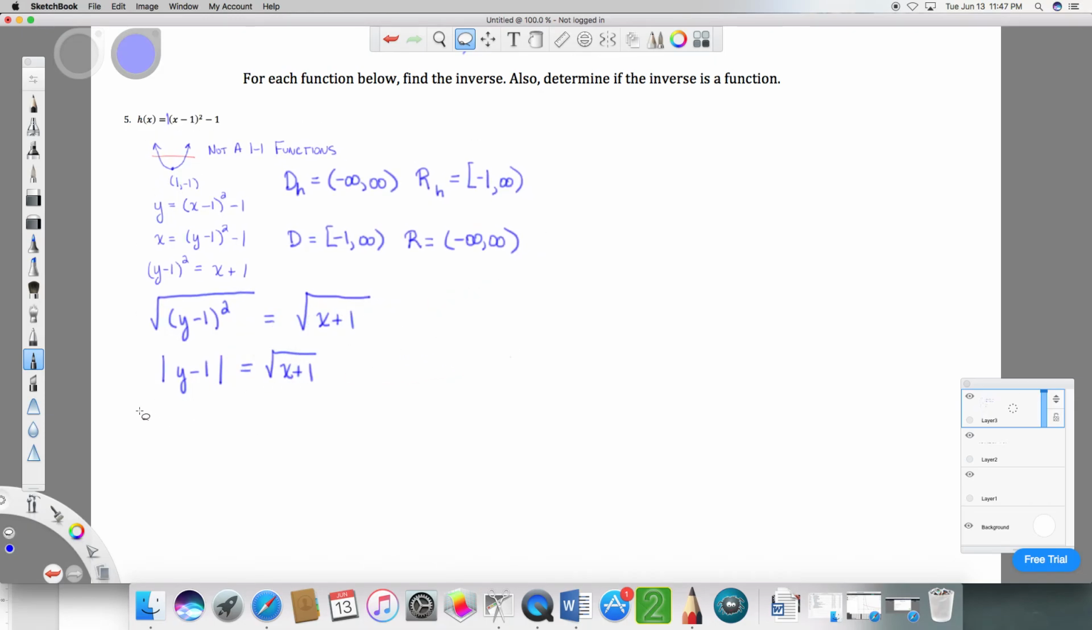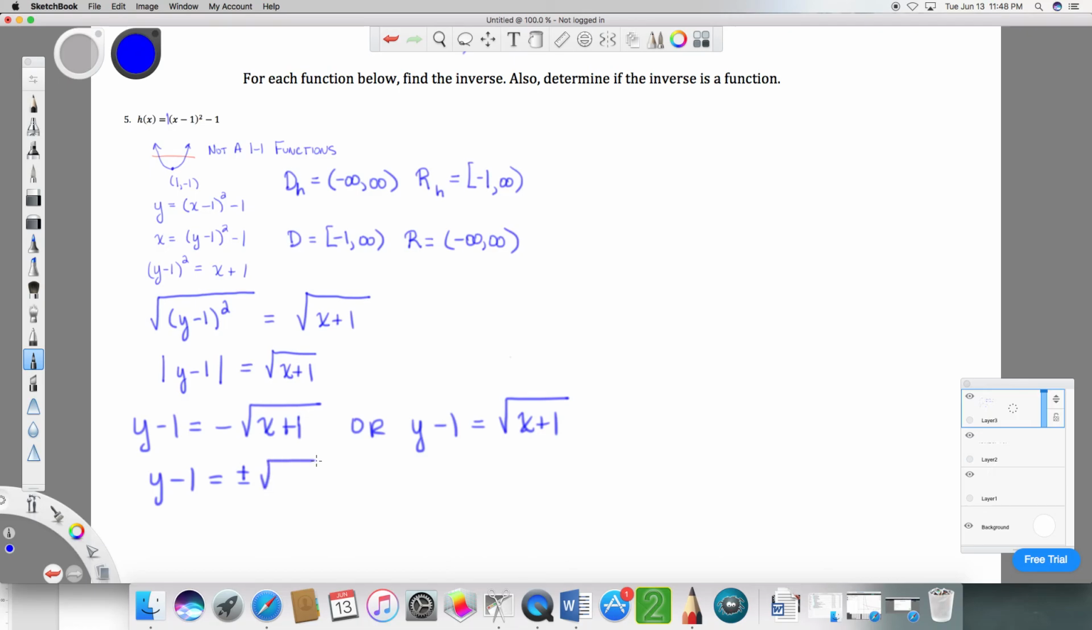I know that this y minus 1 could represent the opposite of the square root of x plus 1, or that y minus 1 could equal the square root of x plus 1. In this situation, we normally just write that as y minus 1 is equal to plus or minus the square root of x plus 1. And then we add 1 to each side.